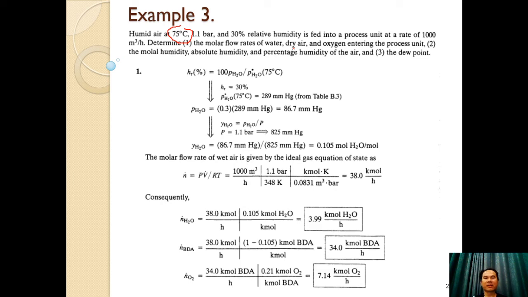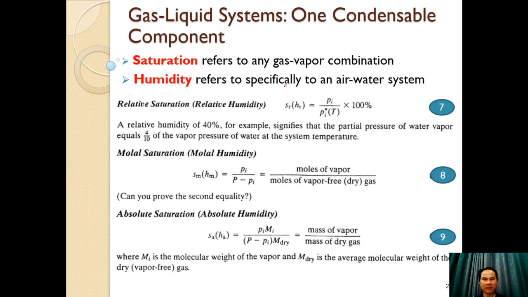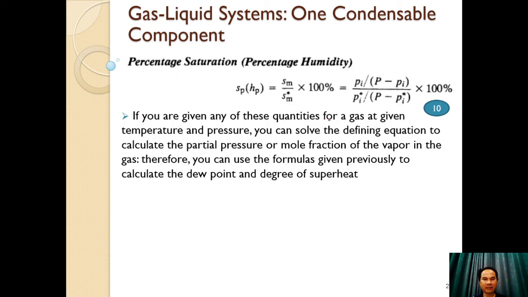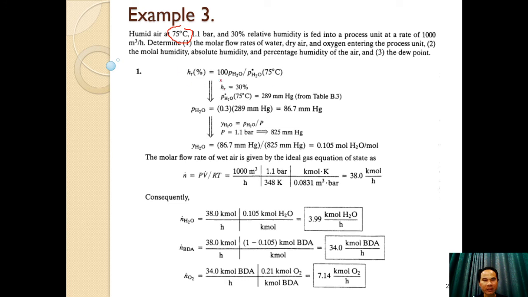For the first part, you know the percent relative humidity. What is the definition? Relative humidity is the partial pressure divided by the vapor pressure, multiplied by 100. That means 100 multiplied by the partial pressure of water divided by the vapor pressure of water. For this case, at 25 degrees Celsius, you can open Table B.3. The vapor pressure is 289 millimeters of mercury, and the relative humidity is 30%.